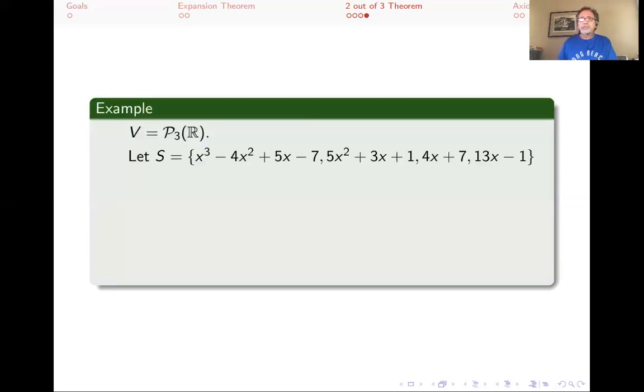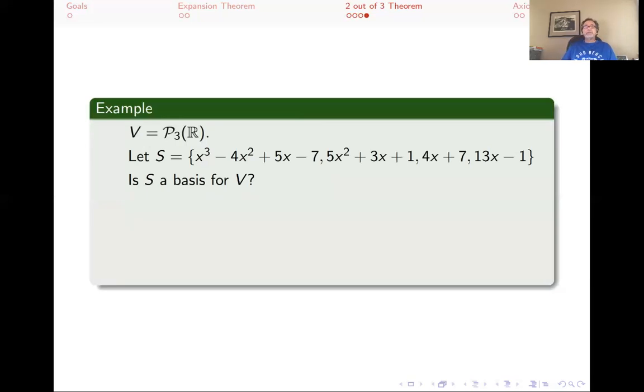Let's look at an example. Say V is polynomials of degree less than or equal to 3, and let's say these 4 polynomials have walked in: x cubed minus 4x squared plus 5x minus 7, 5x squared plus 3x plus 1, 4x plus 7, and 13x minus 1. And my question is, is S a basis for V?